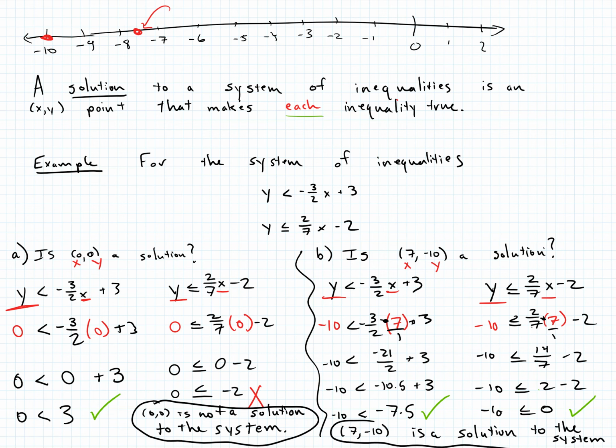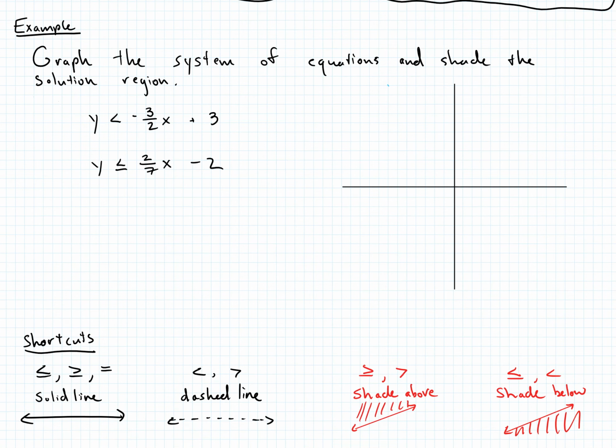Okay, so next, we're going to learn how to graph this. How do we find all the solutions? Because in fact, 7, negative 10 is not the only solution. There are more. Here's our last example for the video. We're going to do an example on how to graph the system of inequalities and shade the solution region. Here's our system of inequalities. It is the same as the previous example. And here are some handy shortcuts which we will be using. So let's go ahead and get started.